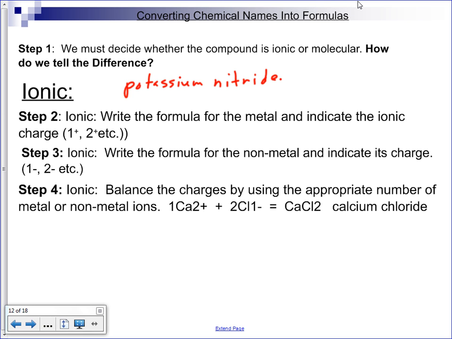The formula for potassium is K, and you can see on your periodic table it has a charge of +1. Then I do the same thing with the nonmetal. The nonmetal we're dealing with here is nitride. That's N, and its charge is -3. What do I do with those 2 numbers now?